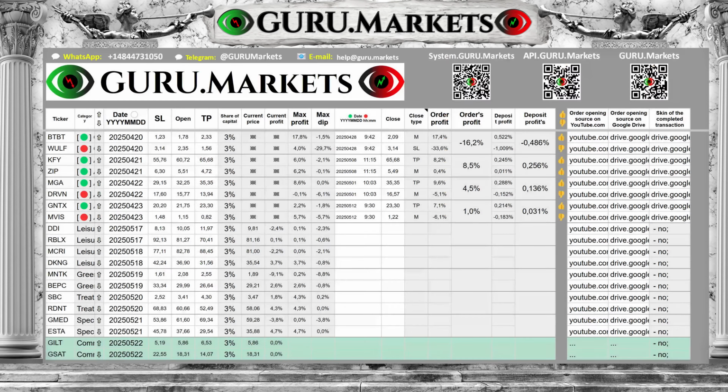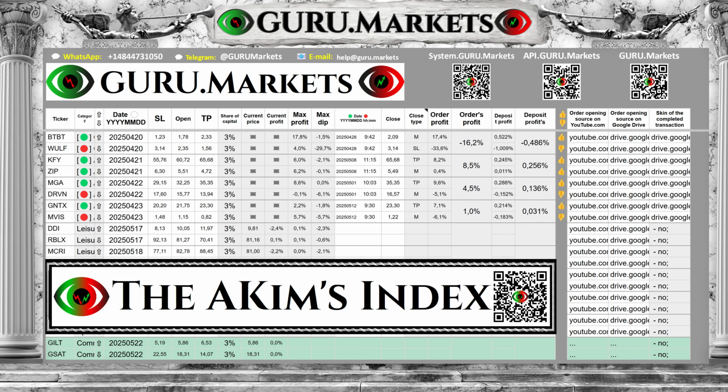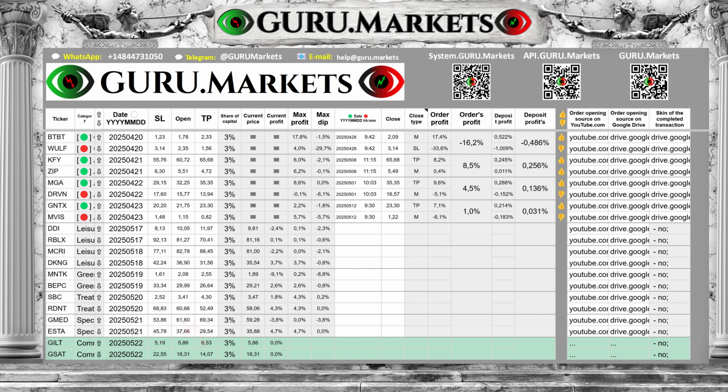Based on the analysis of the company's securities Globalstar Inc. by the reference system of assessment Guru.Markets, a decision has been made. Open the trade for sale at a price of $18.31 per share. The deal is open because the company has a fairly low valuation. The company's assessment is based on the assessment method, the Akeem's index. Take profit is set at 14.07. Stop loss is set at 22.55.